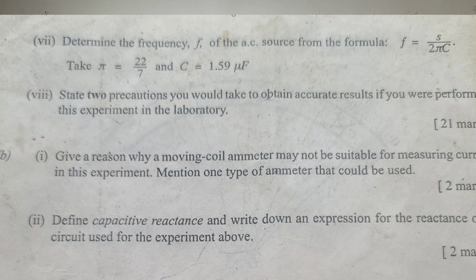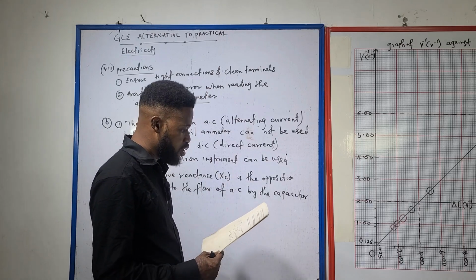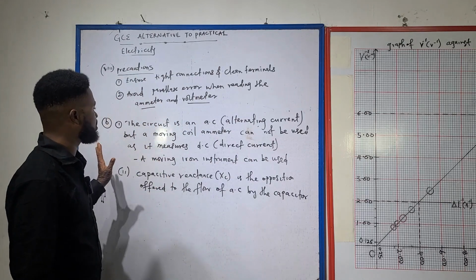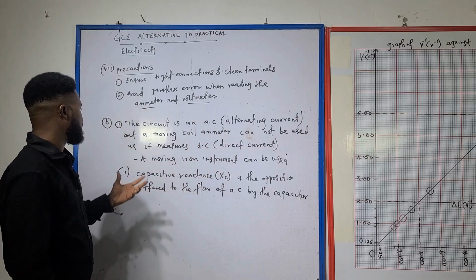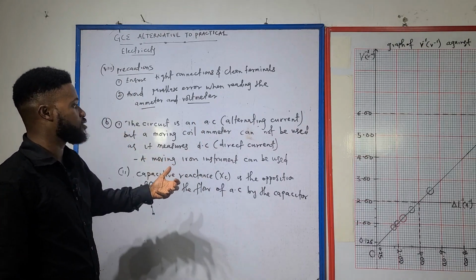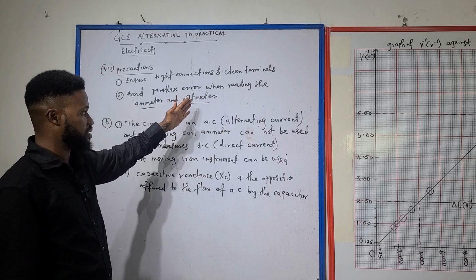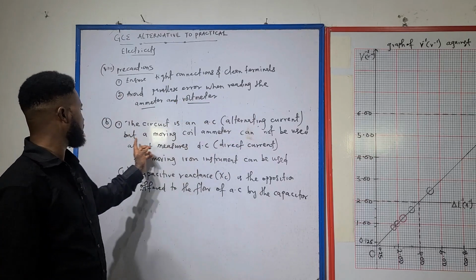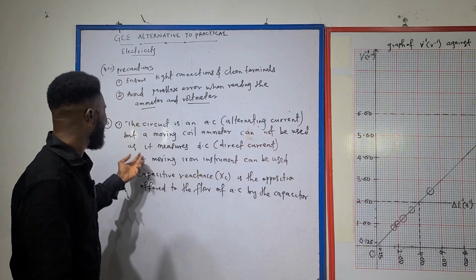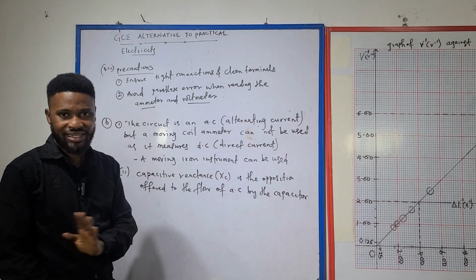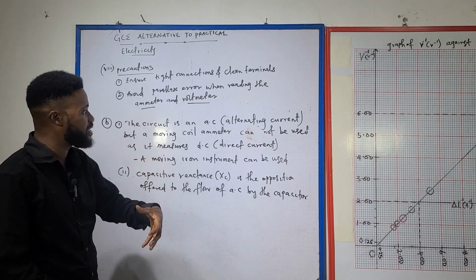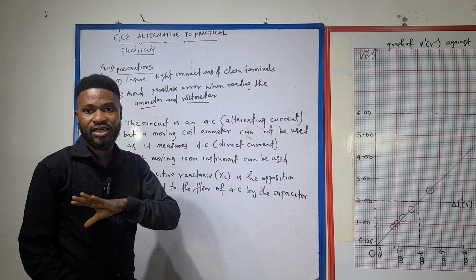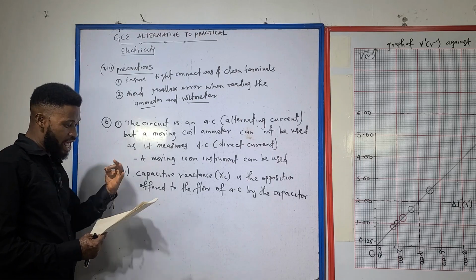So in this question B, why is it that a moving coil ammeter is not going to be suitable for measuring in this experiment? It's very simple. The circuit we are dealing with is an alternating current, an AC circuit. But what a moving coil ammeter does is quite different from AC. It doesn't measure your AC. A moving coil ammeter cannot be used as it measures direct current, but in this experiment we are talking about an alternating current. So that is the reason why a moving coil ammeter cannot be used.